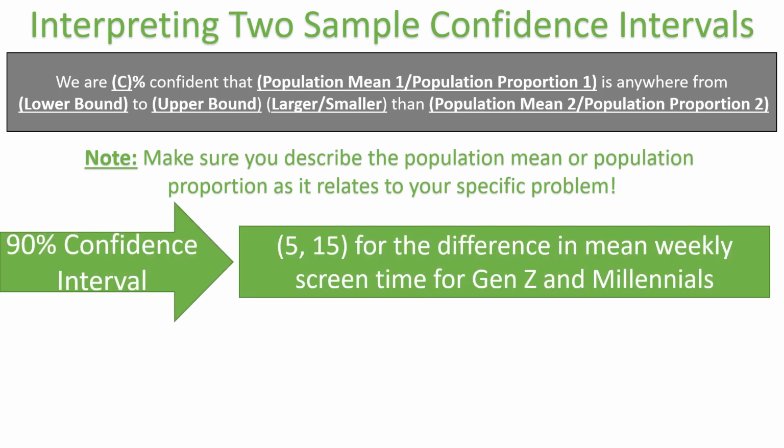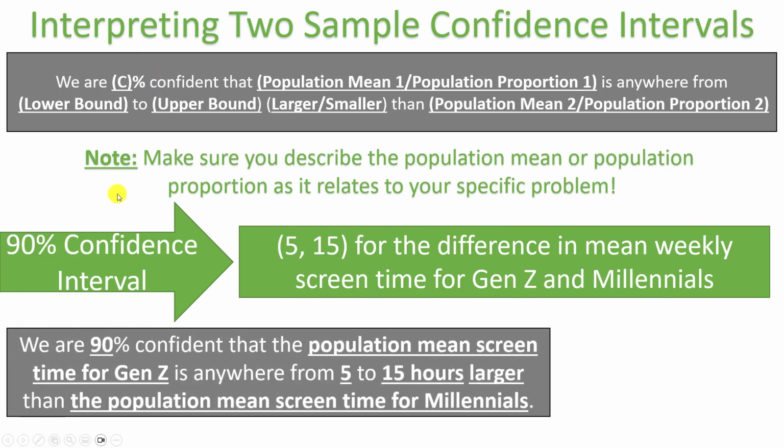Let's take a look at an example. Let's say this is our 90% confidence interval, which ranges from 5 to 15 for the difference in the mean weekly screen time for Gen Z and millennials. Our interpretation would be we are C% confident, in this case 90% confident, that in this case we're dealing with population means, so we would say the population mean screen time for our first population, which is Gen Z, is anywhere from our lower bound, which is 5, all the way up to our upper bound of 15 hours, larger because we had positive numbers than the population mean screen time for millennials.